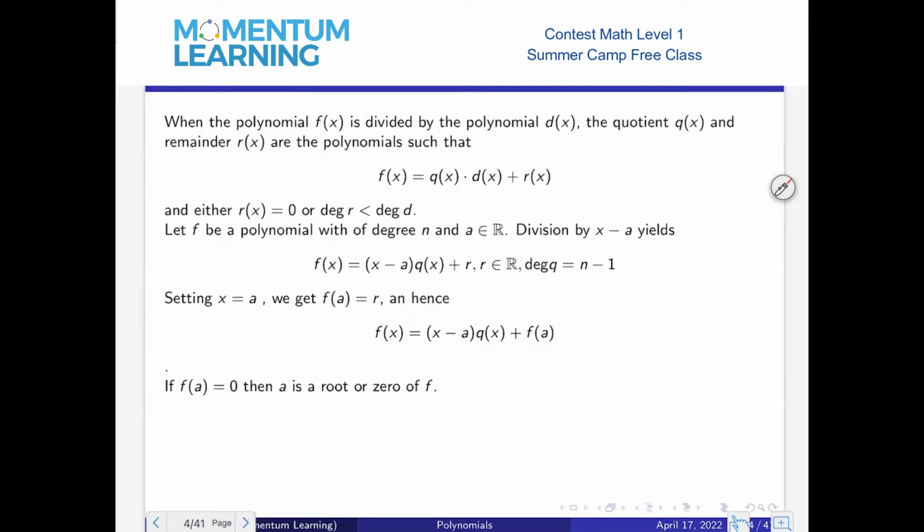So whatever the degree of your divisor, the remainder's degree has to be less than that. For example, f of x is given as x minus a times q of x plus r. I'm dividing it by x minus a. If I divide by x minus a, which is linear, then the remainder has to be a constant, because the divisor has a degree of 1, so the remainder has to have a degree of 0, which means a constant.